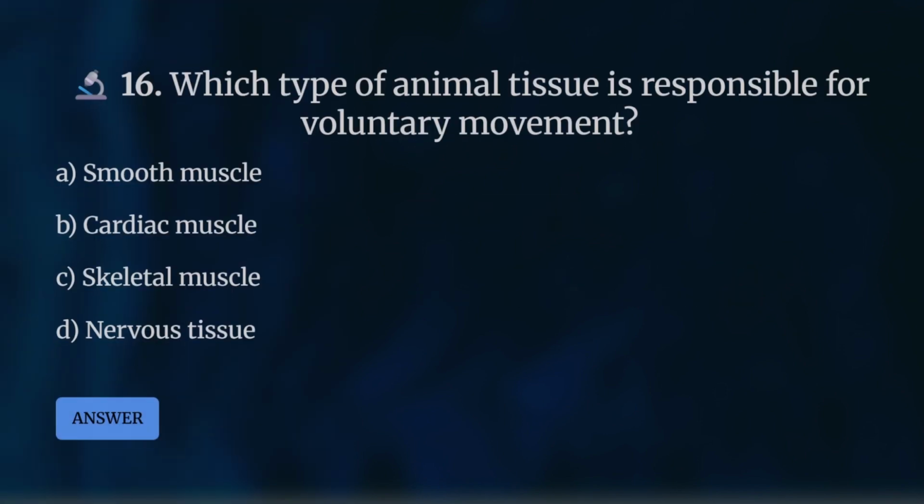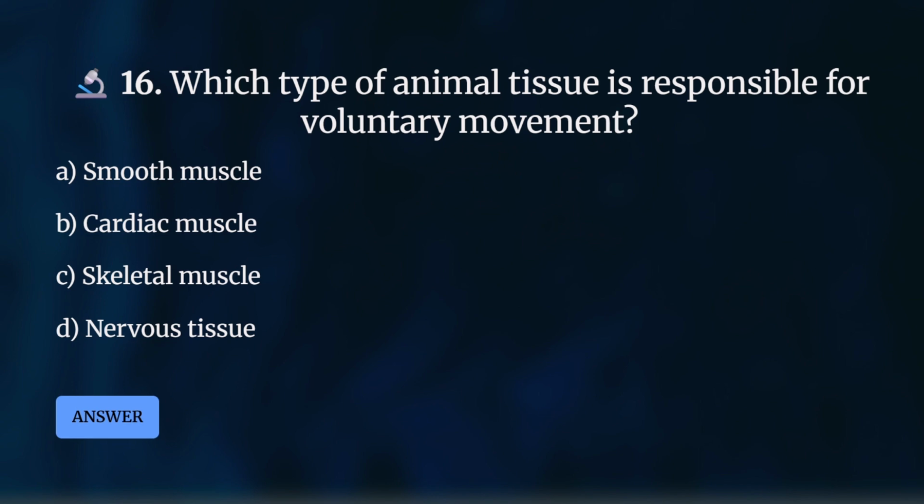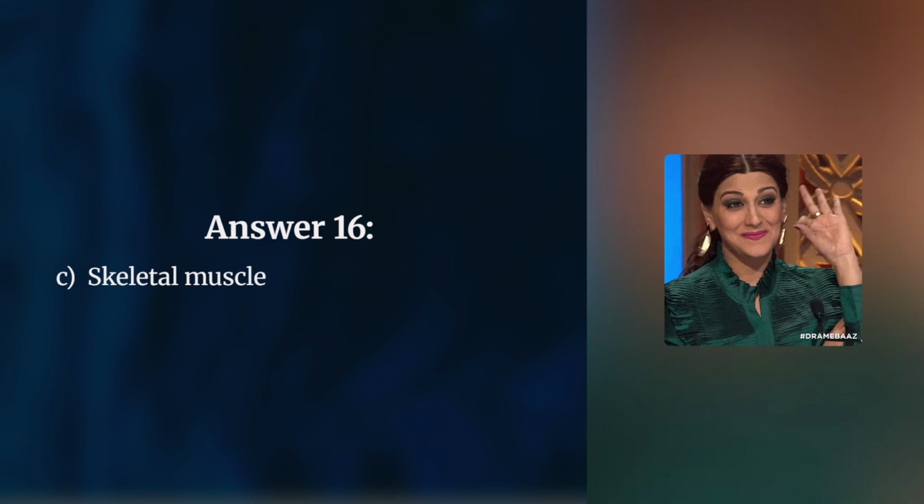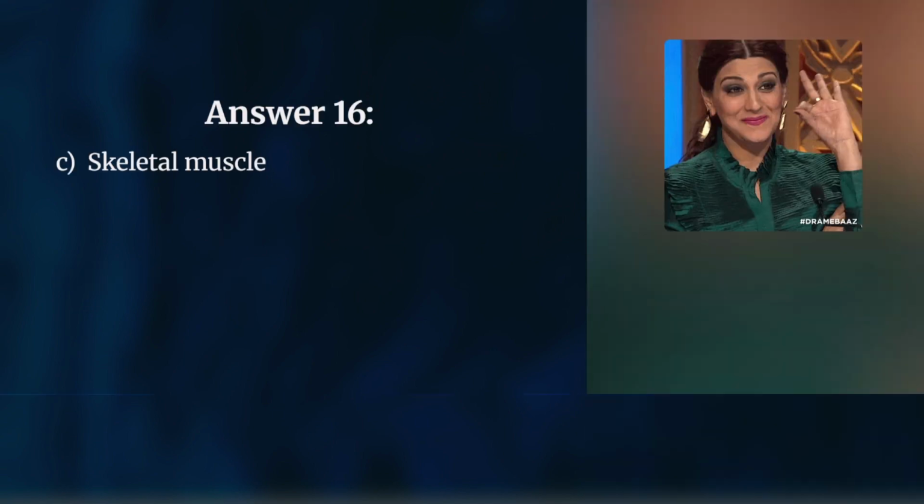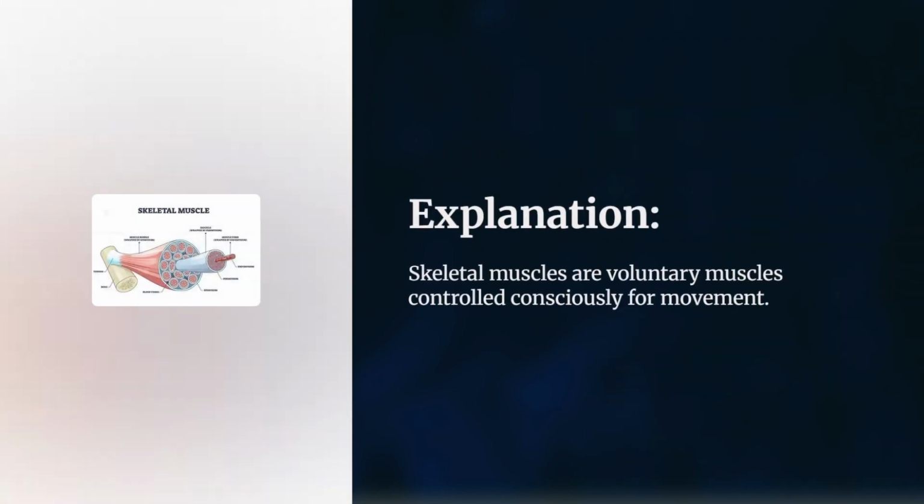Moving on to question number 16. Which type of animal tissue is responsible for voluntary movement? That is the one which is under our control. Options are A. Smooth muscle, B. Cardiac muscle, C option skeletal muscle, and option D is nervous tissue. Correct answer is option C, that is skeletal muscle. Skeletal muscles are voluntary muscles controlled consciously for movement.